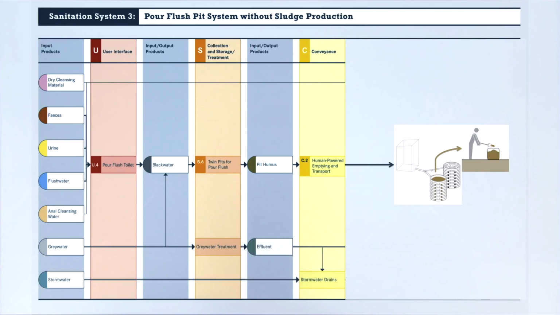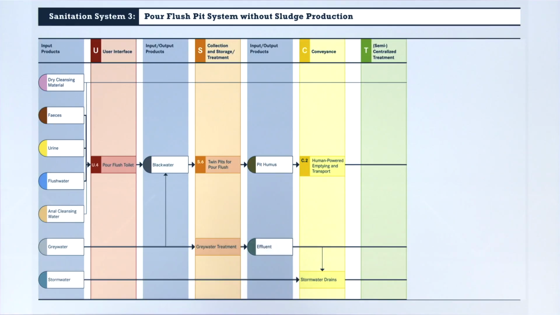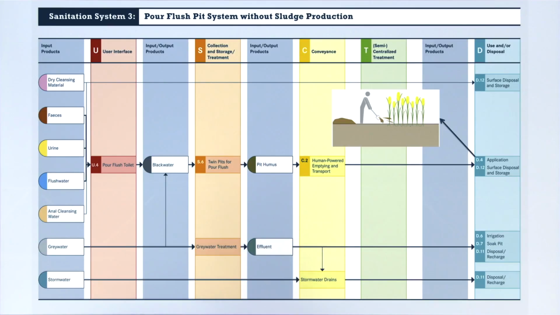Again, there is only one option shown here for the conveyance technology. The material underwent treatment in the pit, so there is no need for further treatment and therefore no technology choice for the treatment option. The material can be used or disposed of depending on local needs.